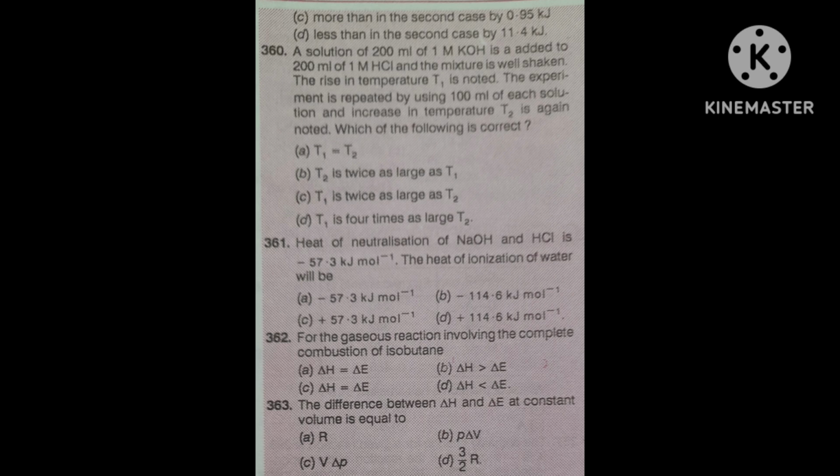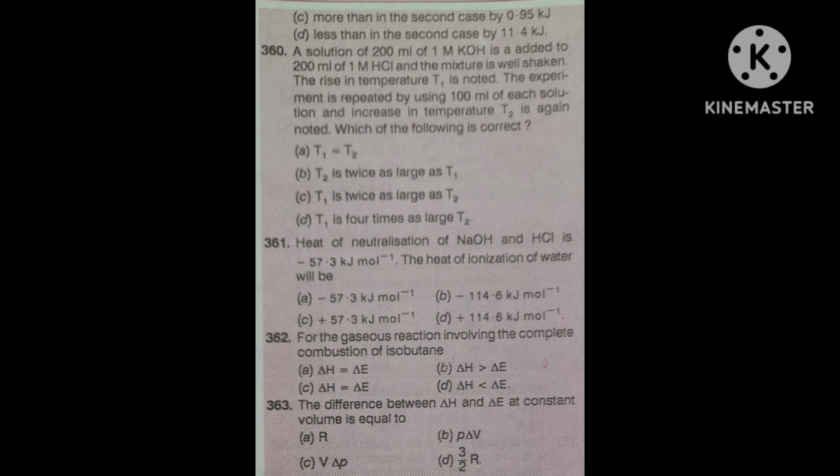To solve this problem, you have to first write the balanced equation of this combustion reaction. What is the formula of isobutane? Butane means C4H10. Then for the combustion reaction, you write plus O2. You have to write the balanced equation first, only then can you solve this numerical. C4H10 plus 13 by 2 O2 gives 4 CO2 plus 5 H2O.